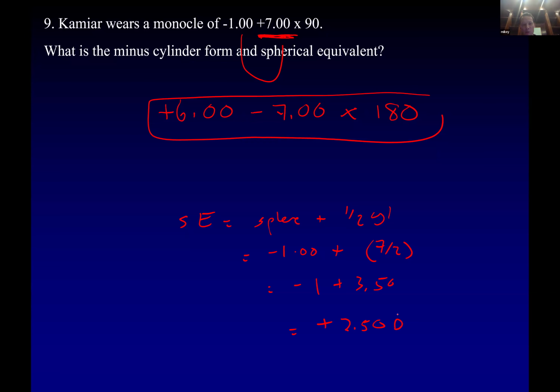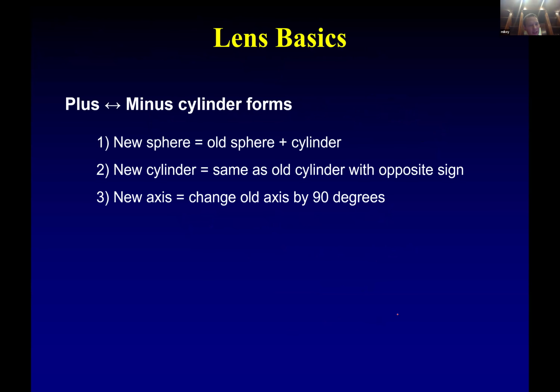So not only is this a good exam question, but it comes up in clinic a lot, right? We use plus cylinder often, and optometrists use minus cylinder, so you just want to be quick at this. Or if you want to start refracting and you have the glasses, the spherical equivalent is a good place to start. And so this is my lens basics section.